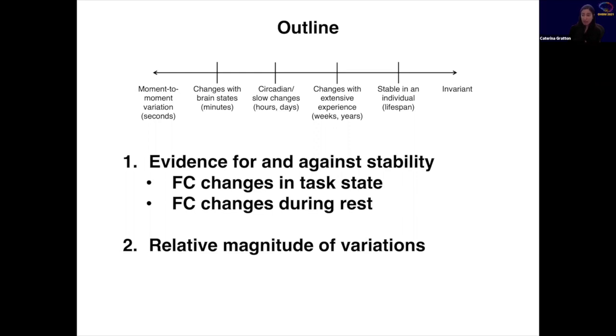In the second half of my talk, I'm going to use a precision fMRI dataset to contrast the relative magnitude of functional network changes across different timescales, with precision fMRI referring to fMRI where we collect many different measurements from a single participant over time.